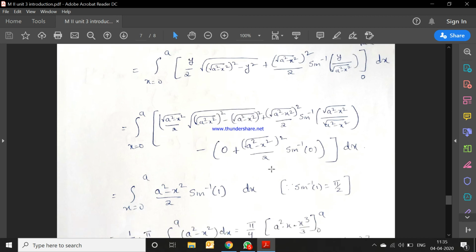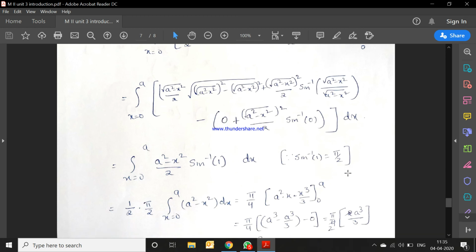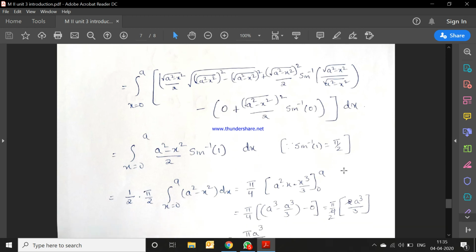So lower limit completely 0, and the upper limit we are getting only one term because the same terms are there. So that's why we cancel the terms, we are getting the 0. Next one is a square minus x square by 2 sin inverse of 1. Sin inverse of 1 value is pi by 2. We know that sin 90 is 1. So that's why we can get the value is pi by 2. So here a square minus x square by 2, 1 by 2 is a constant right outside, and pi by 2 also constant right outside. We can write the a square minus x square dx.